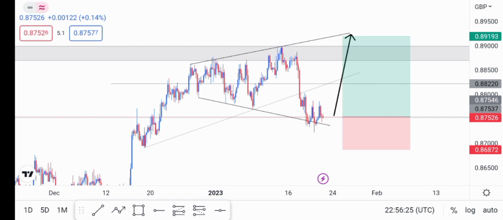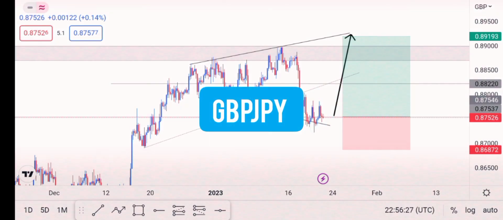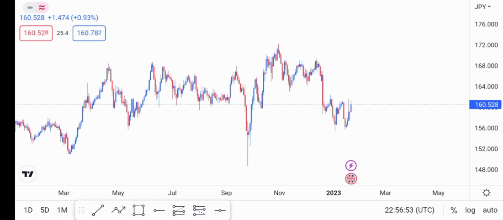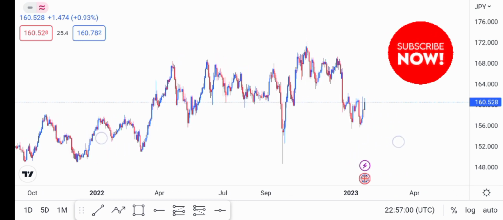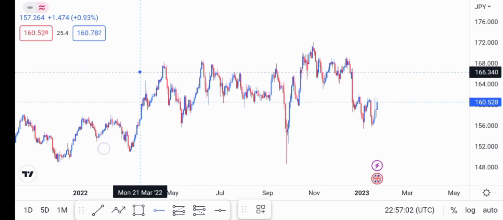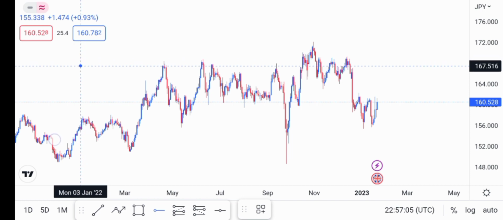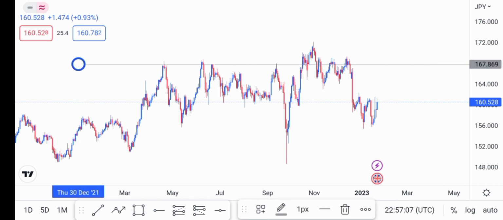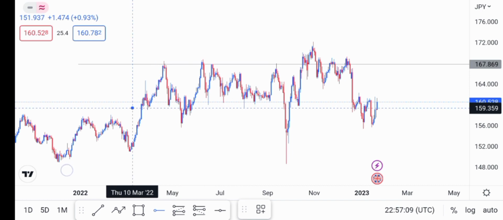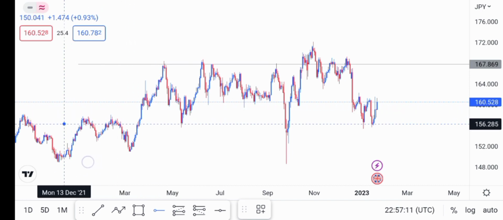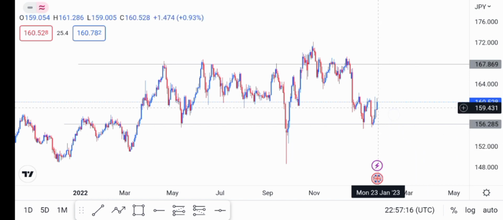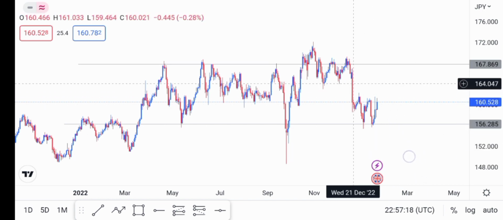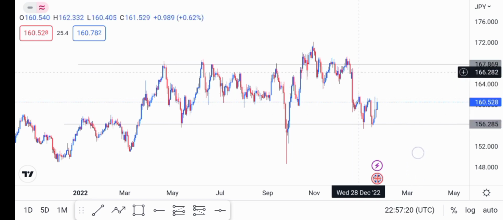So let us move to GBPJPY. Okay, so now we are on GBPJPY, on the daily time frame. The reason I'm analyzing this pair today is because I've realized GBPJPY tends to move 1,000 points to the lower side or 1,000 points to the upper side. I've been monitoring it for quite a while, and this pair makes massive moves, as you can see by the candlesticks here.